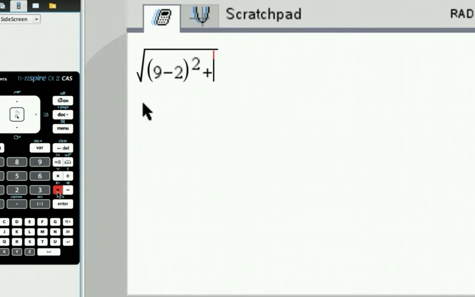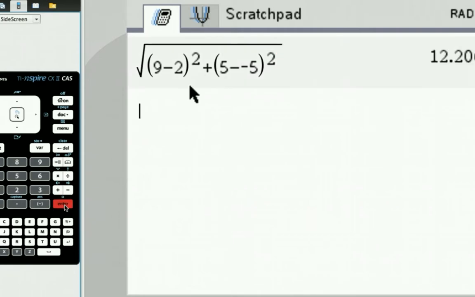And now the plus, I'm still inside the square root. It keeps on getting longer and longer to contain everything that's here. I'm going to make up some more numbers. Parentheses 5 minus negative 5. Close the parentheses, squared. Enter. And that's the distance between these 2 points.